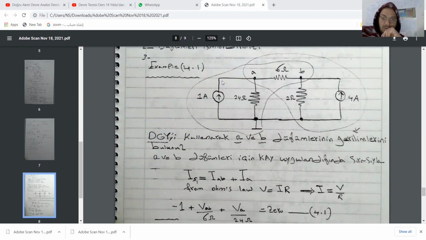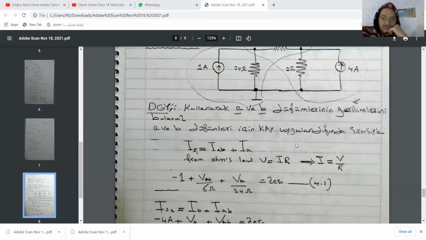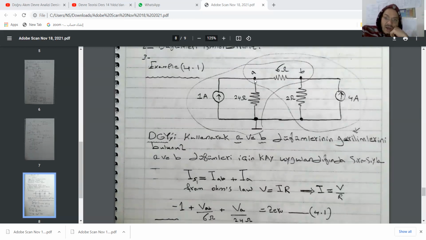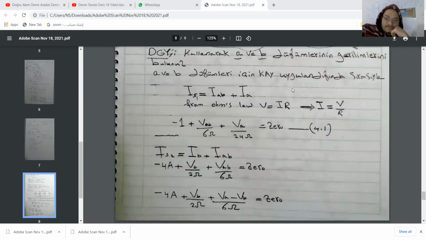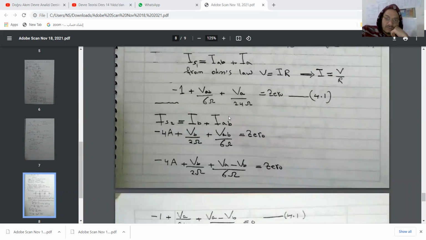At node A, go from this side: minus IS1 plus IA plus IAB equals 0 from Kirchhoff's current law. From Ohm's law, IA equal VA divided by 24 ohm. IAB equal VAB divided by 6 ohm. This is equation 4.1.